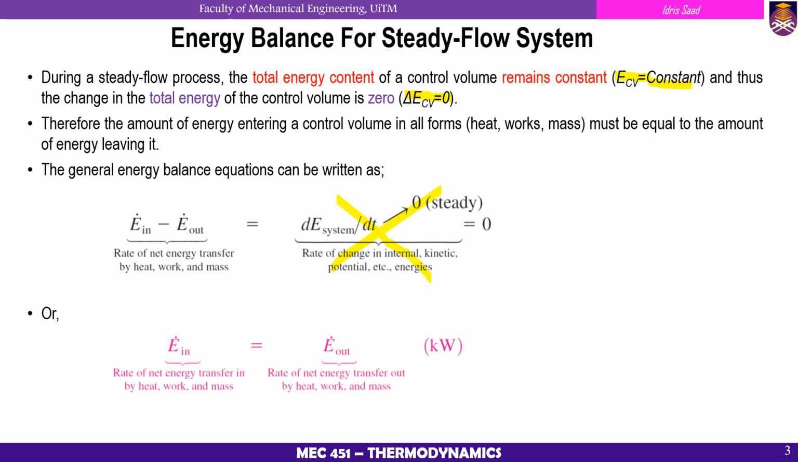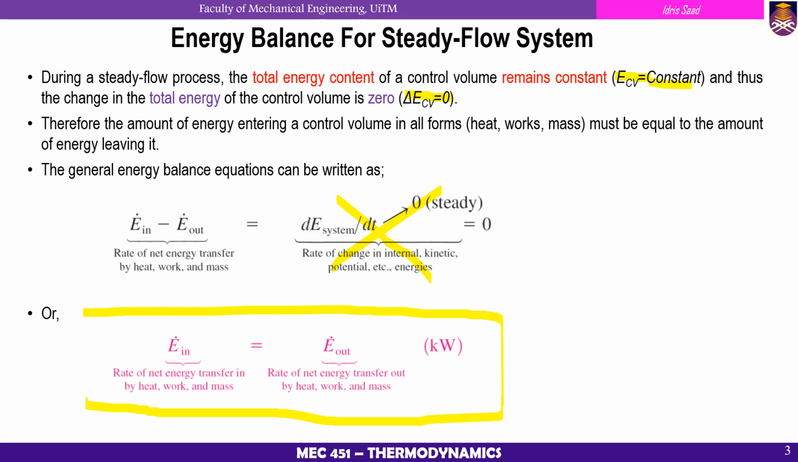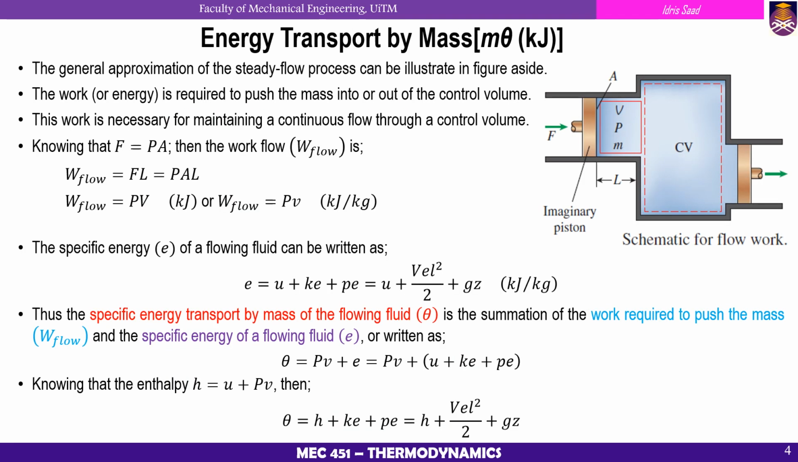Therefore, the amount of energy entering a control volume in all forms, which is in the form of heat, in the form of work, and also in the form of mass flow, must equal the amount of energy leaving it, so that the general energy balance equation for a steady flow system can be written in the red color as the rate of energy in the form of heat, work, and mass flow is equal to the rate of energy leaving out of the system in the form of heat, work, and mass flow only.